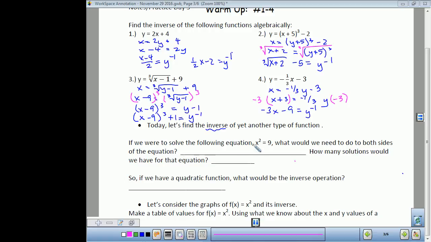All right. If we were to solve the following equation, x squared equals 9, what would you need to do to both sides of the equation? What would we need to do to solve this, guys? You have to take the square root.